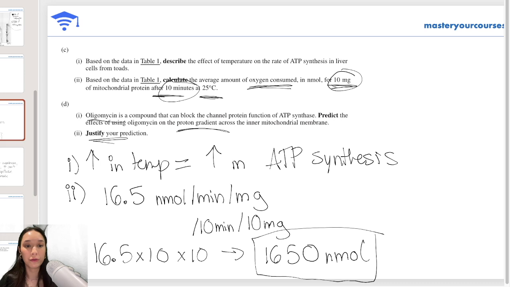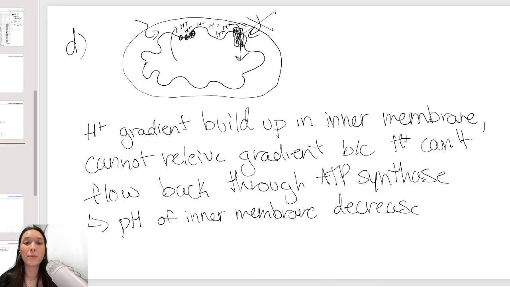So this is kind of an after effect. I'm taking it a little bit farther, so I'd be curious to see the answer guide. But in terms of the effect on the proton gradient, you would have the proton gradient build up in the inner membrane, and then it would just stay there. You wouldn't be able to relieve it in any way. So you would just have your proton gradient basically constantly on.